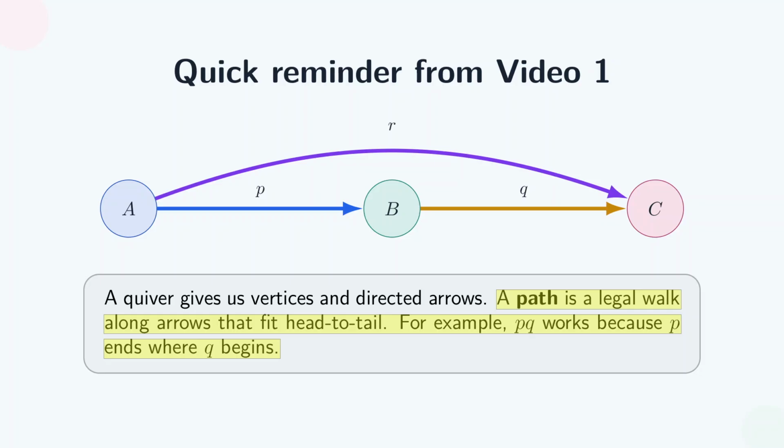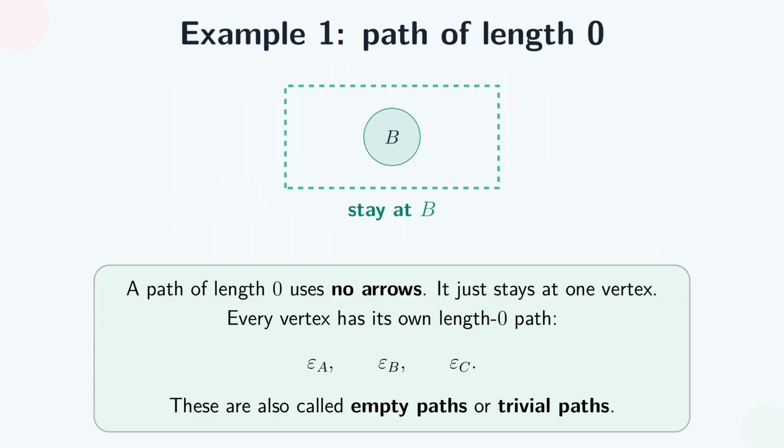Now let us begin with the simplest possible case. A path of length 0 uses no arrows at all. It simply stays at a vertex. So if we are at the vertex B, we can remain at B without moving, and that already counts as a path. This may feel surprising at first. How can something with no arrows still be called a path? But it is very useful to allow this. It gives every vertex its own special path of length 0.